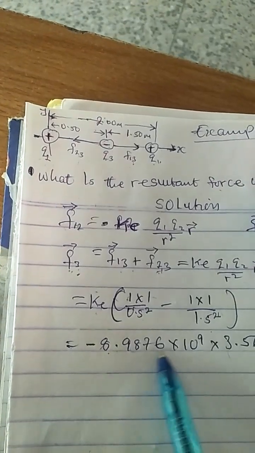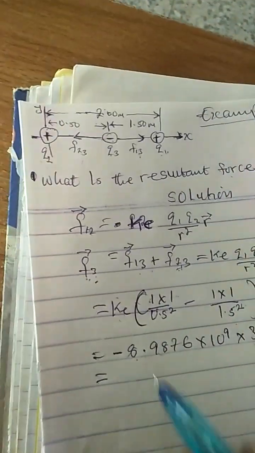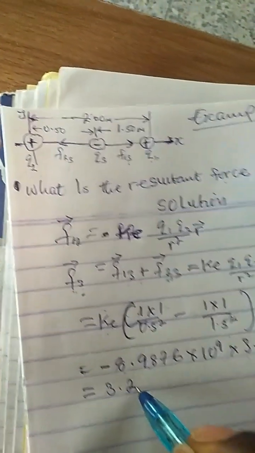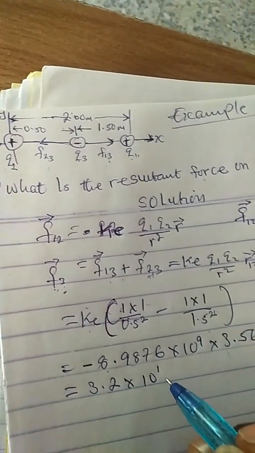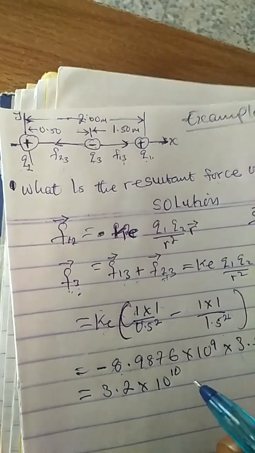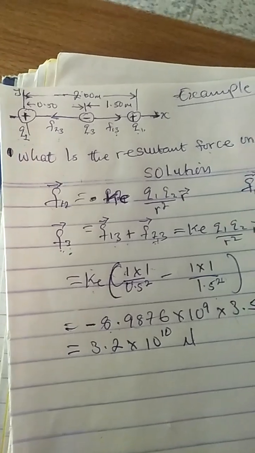So if you multiply this by this, you are going to have what? If you punch your calculator very well, I believe you are going to have 3.2 times 10 raised to the power of 10. And it is measured in what? In Newton. Why is it measured in Newton? Because it is a force, and this becomes the answer.